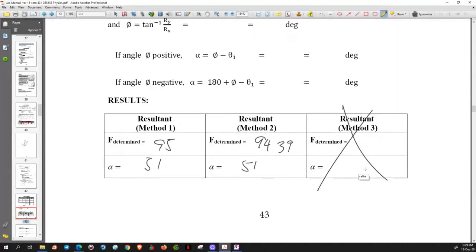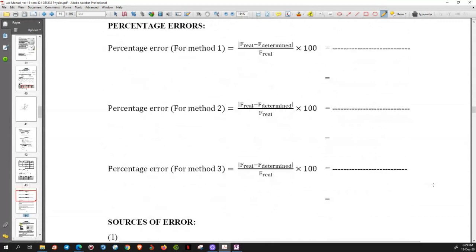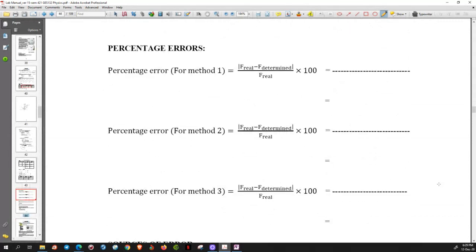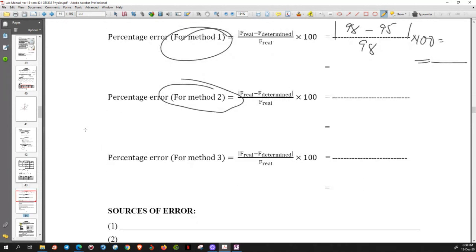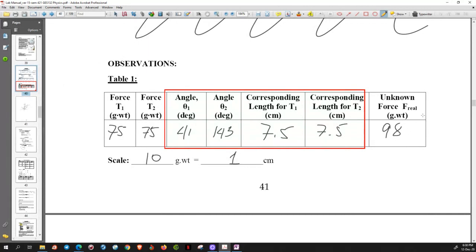There's no method 3. Next, percentage error. You have to check the statement, the question in the exam. If it says only method 1, then you have to find percentage error only for method 1. So just make sure you have absolute value. What's the real value by balance? 98 minus 95 over 98. Multiply by 100% and write your percentage error. Okay, done. If you have 2 methods, then you have to do both. So F real, don't forget. Maybe you were saying, teacher, where is F real? I don't know. You are the one who will measure F real from the observation.